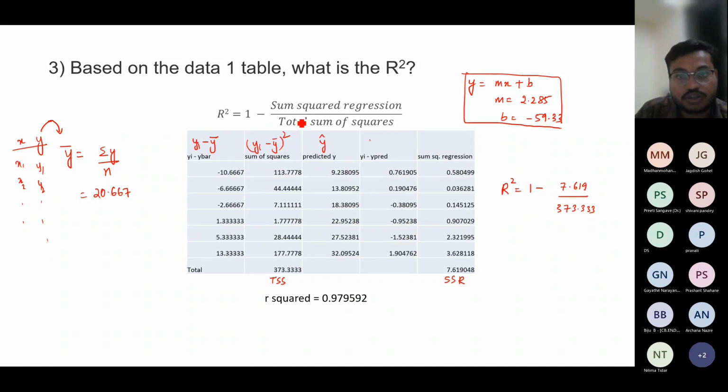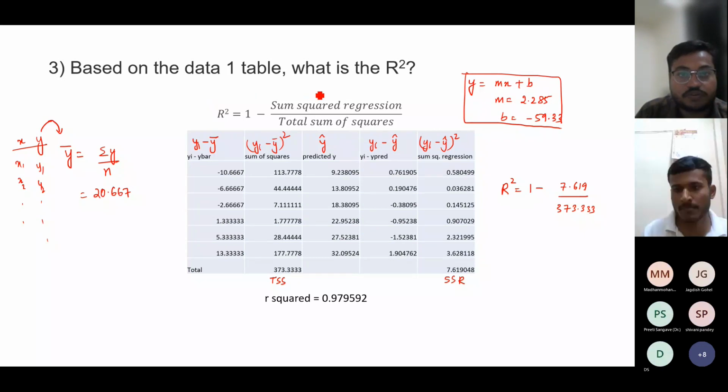Here, what we are doing is yi minus y hat. And here, this is yi minus y hat whole square. So this is the residuals, that is the difference between the actual value and the predicted value. And this is the square of it. We'll sum this to get the sum square of residuals. So r square is given by 1 minus sum square of residuals by total sum of squares. So here, substituting these values, we'll get the value for r square, which is 0.9795. Is that clear?